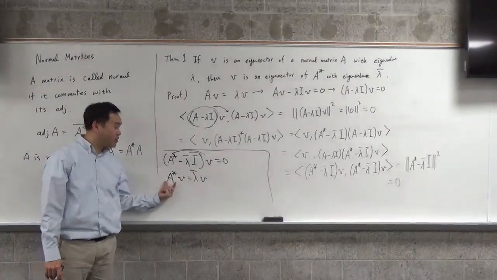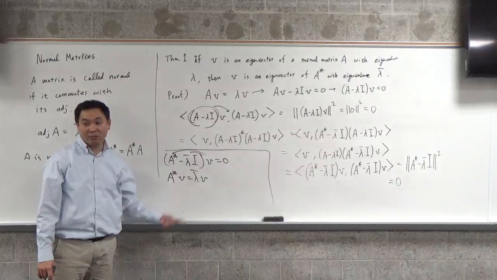v is indeed the eigenvector of A star with the eigenvalue lambda bar.